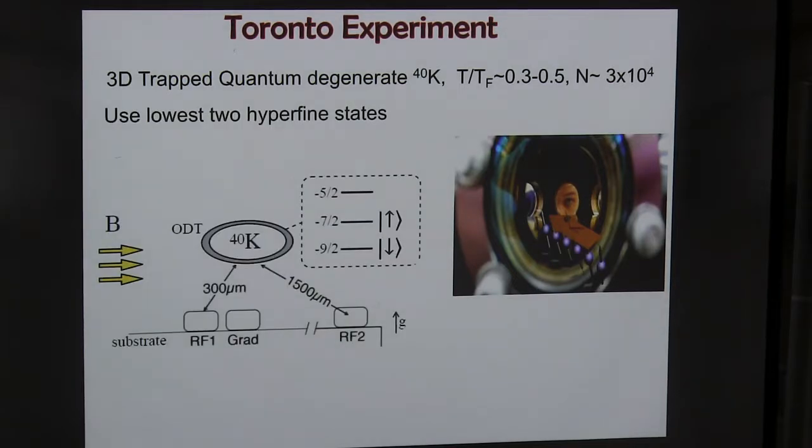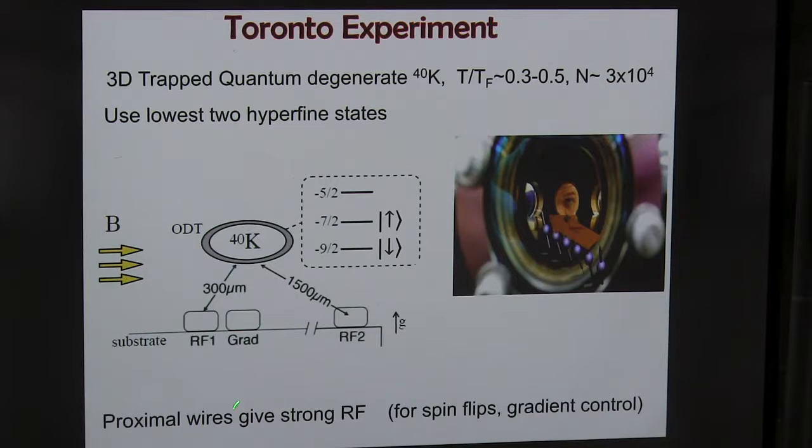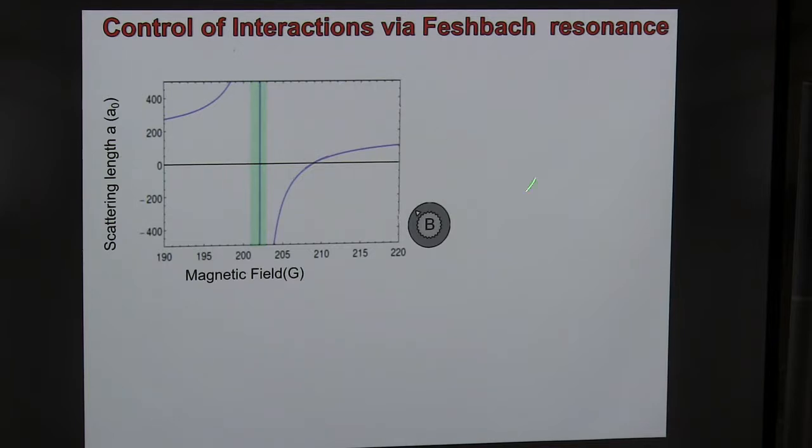And as in Brian's experiment, we are going to use the two lowest hyperfine states to encode an effective spin 1/2 degree of freedom. In the experiment, they also have strong RF that allows us to introduce spin flips and to have gradient control. So in this experiment also, we are going to take advantage of the existence of a Feshbach resonance close to 202 gauss. And this is going to be our way to control interactions.